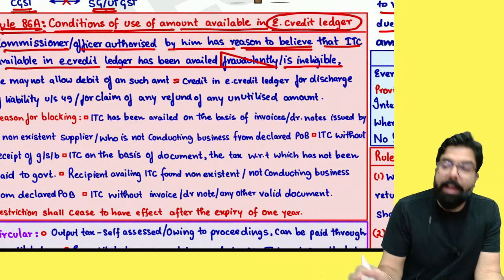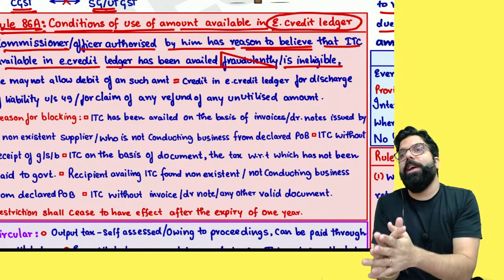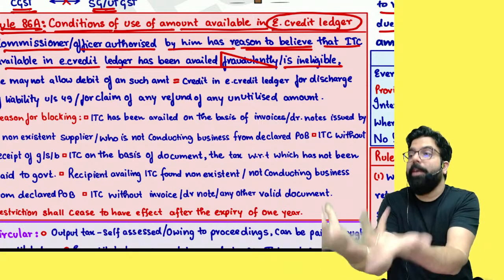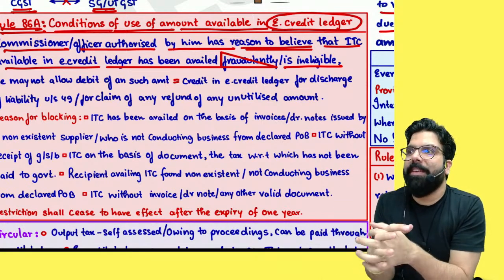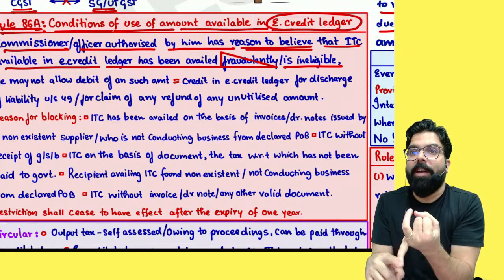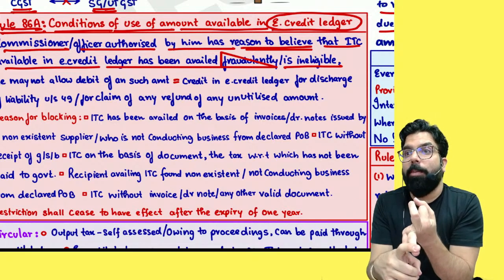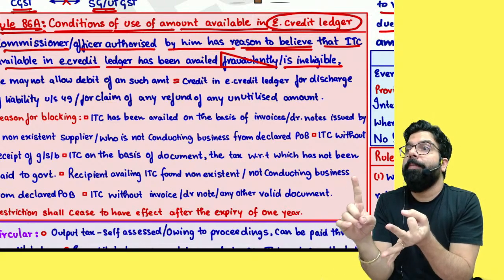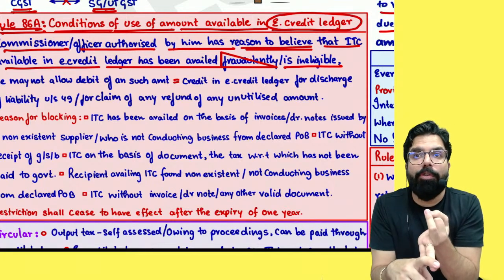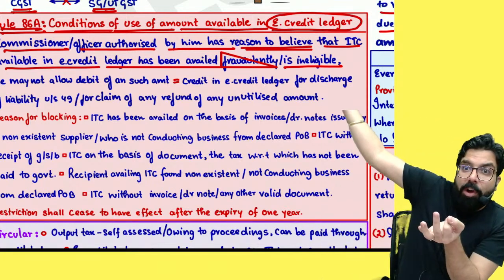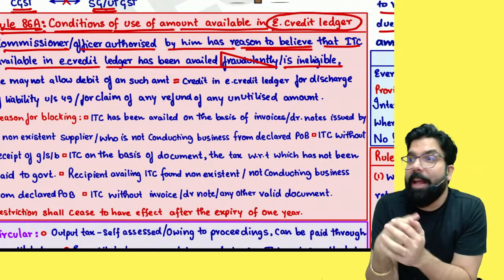Fraudulently, or you are ineligible. Might be you did not have invoice only and you took it. You have not received the goods only. Do you remember section number 16? You should have the invoice. You should have the tax paying document. Correct, everyone? Then you should have received the goods. He should have paid the tax to the government. I have to file the return. Only then I can take the credit.